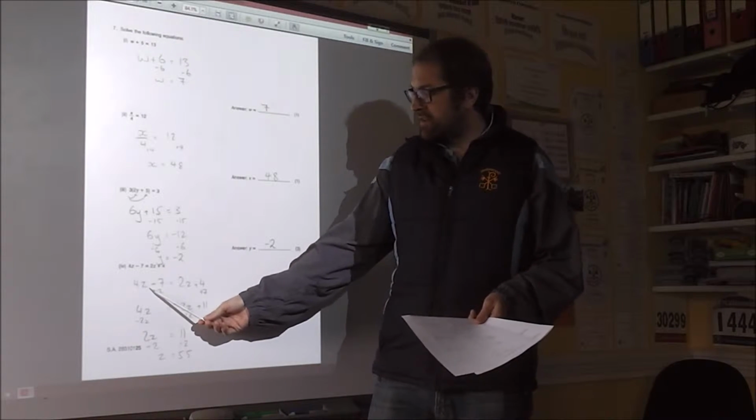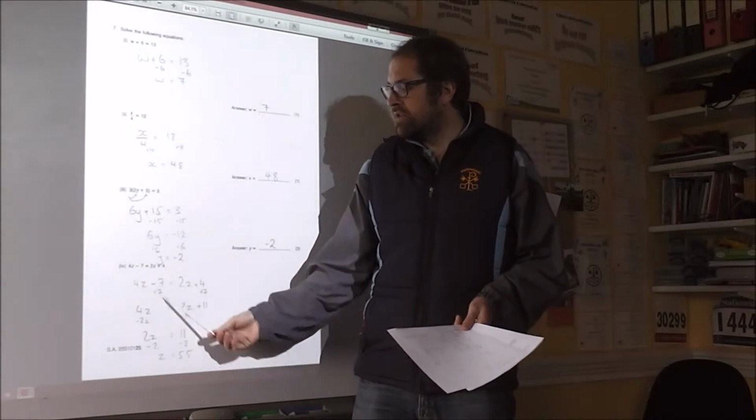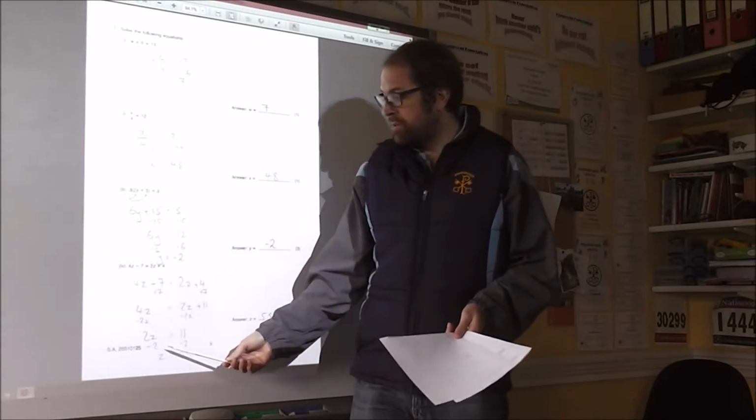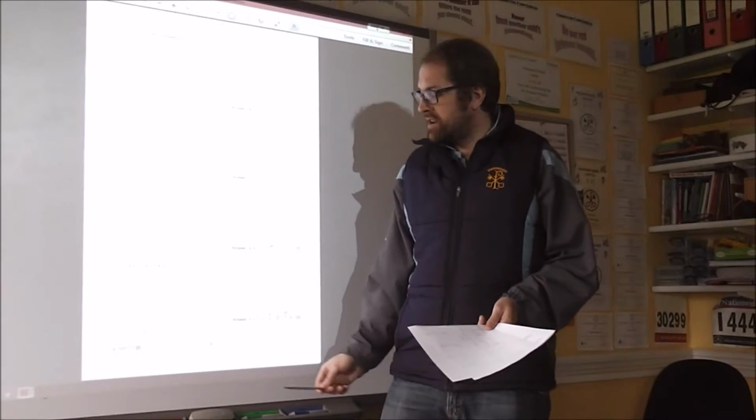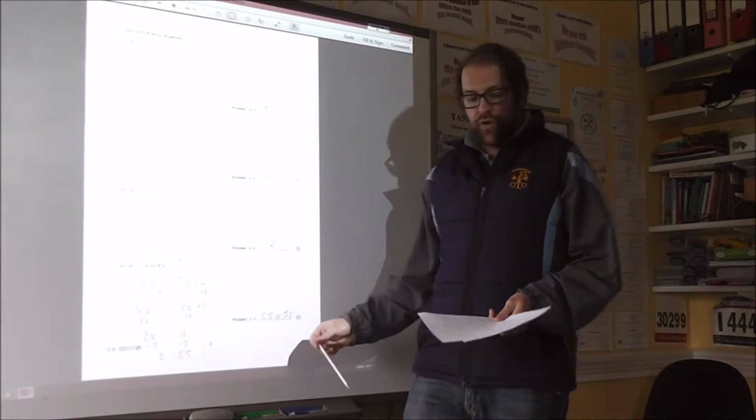And then last one, numbers on the right, letters on the left, it doesn't matter which order you do that in, but you get to 2z is 11, so divide by 2, and z is 5.5.